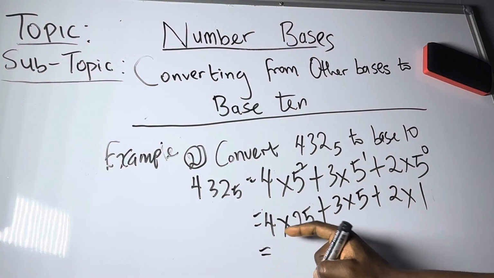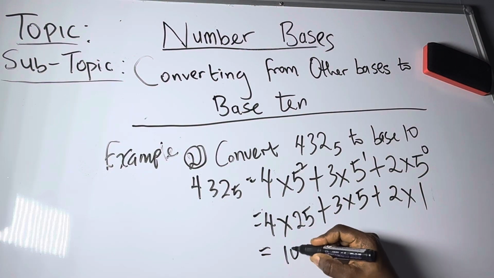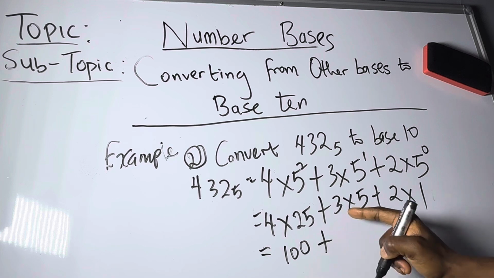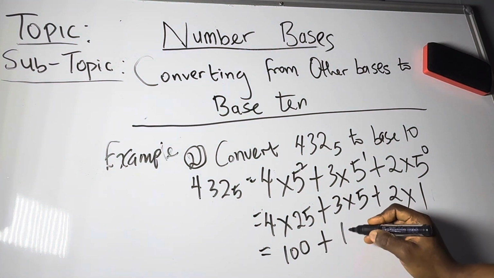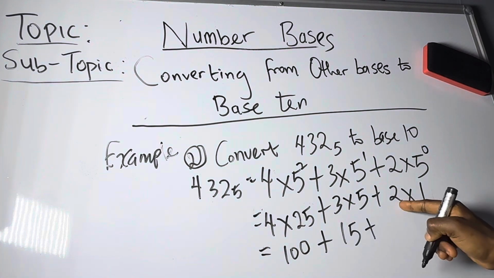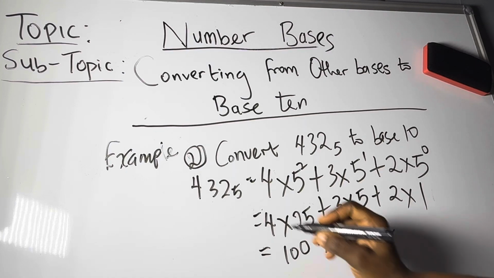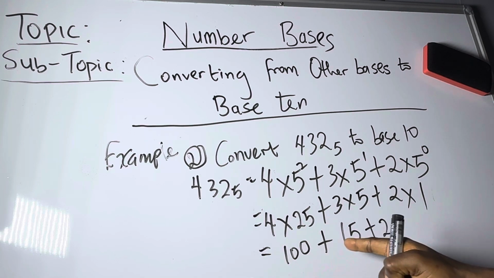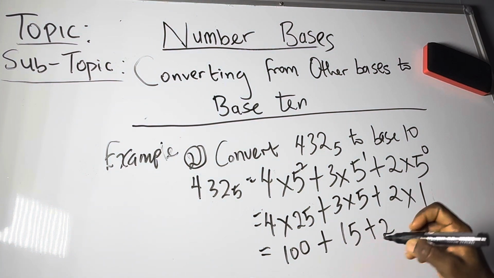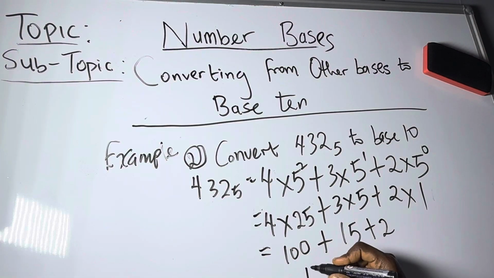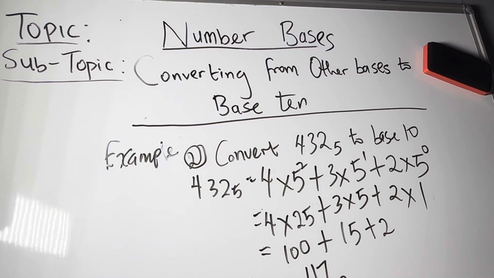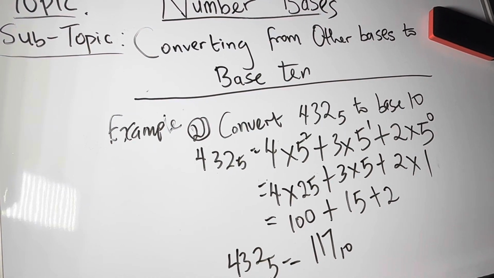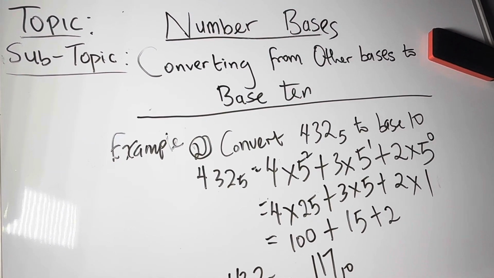Now we have 4 times 25, which is 100, plus 3 times 5, 15, plus 2 times 1, which is 2. So therefore, 432 in base 5 equals 100 plus 15 plus 2. That makes it 117 in base 10. Do you understand? Now let's look at some questions.